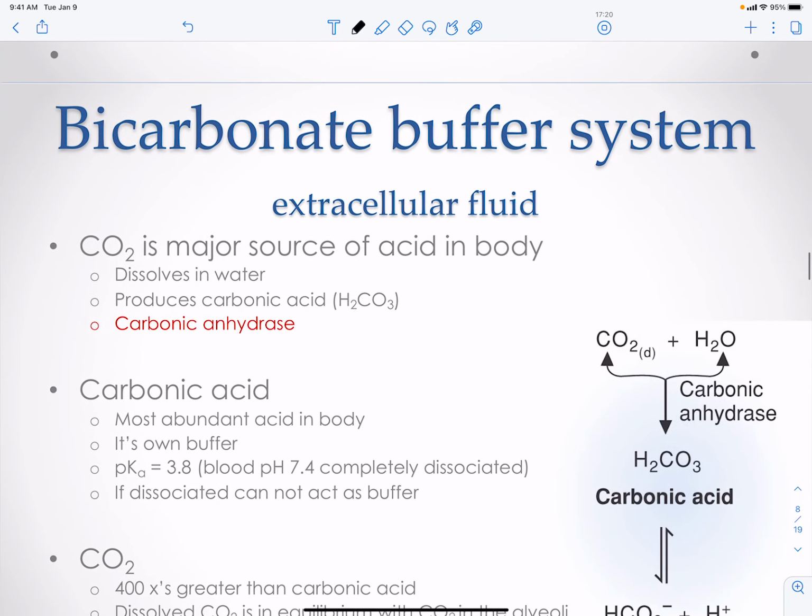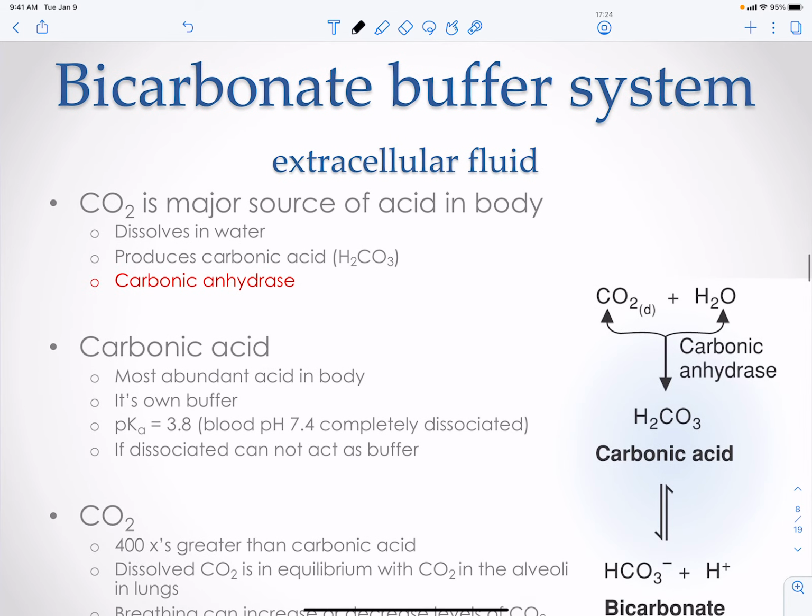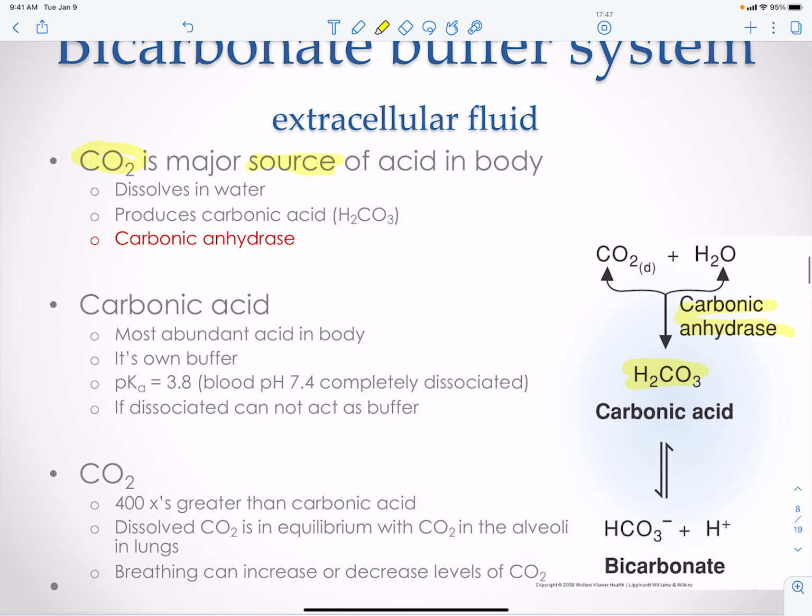Okay, so let's talk about the bicarb system pretty quickly. Again, CO2 is a major source of acid in the body. CO2 is going to dissolve and produce carbonic acid. Carbonic acid is going to be generated by carbonic anhydrase, which is in abundance in your red blood cells, so it does this pretty quickly. Carbonic acid and bicarbonate are going to be that conjugate acid-base pair.